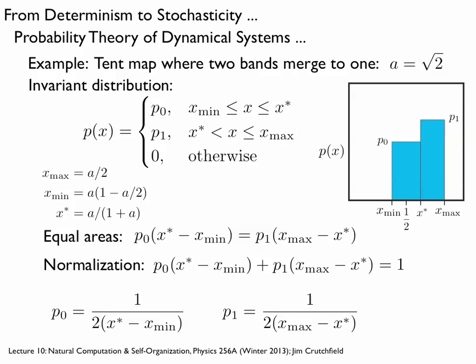So this is the guess here for the invariant distribution. The x max is just a over 2, or in this case, square root of 2 over 2. For the minimum value down here, let's iterate this forward once, and then we know where this non-trivial fixed point is, the unstable one. And then we can just solve. We want to find these two numbers, p0 and p1. The conservation of probability says that all of this stuff has to map into here, and all of this has to map into here on every iterate. Sometimes we call that noisy period two. And then the other condition we have is normalization: the sum of those together is 1. And you can just solve these two equations for P0 and P1. So we get the exact calculation of what those two values should be.